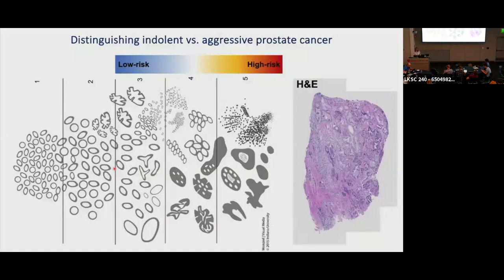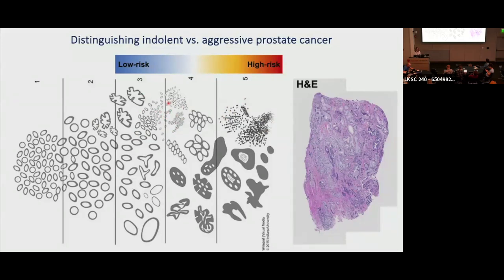Prostate cancer is the second leading cause of cancer death in men, and prostate tumors are typically graded using the Gleason score, which classifies cancers into 5 different categories, and it's done by looking at H&E images. You have seen this slide before from Jonathan's presentation the first day as well. He also mentioned that it's very difficult to differentiate intermediate risk tumors, especially Gleason 3 and Gleason 4s.